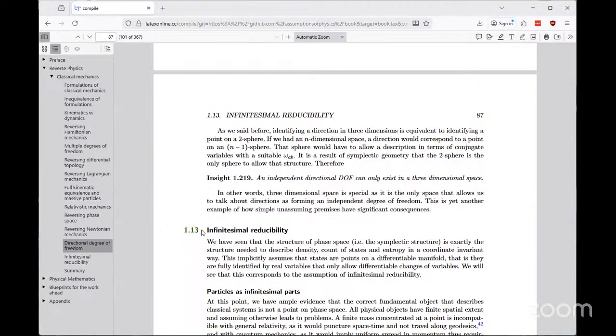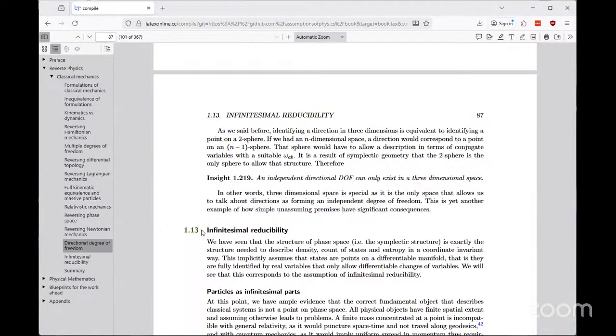As we said before, identifying a direction in 3 dimensions is equivalent to identifying a point on a 2-sphere. If we had an n-dimensional space, a direction would correspond to a point on an (n-1)-sphere. That sphere will have to allow a description in terms of conjugate variables with a suitable form omega AB. It is a result of symplectic geometry that the 2-sphere is the only sphere that allows that structure. Therefore, another insight: an independent directional degree of freedom can only exist in a 3-dimensional space.